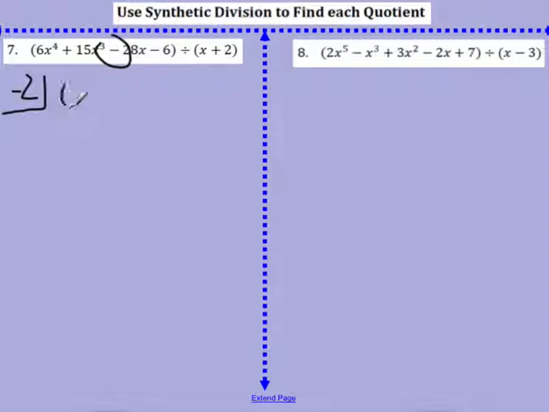So then we have 6, 15. Now I'm going to put 0 in the place of my x squared. Because there's no x squared, I'm going to put 0 there. And then 28 and negative 6. And now I'm ready to do synthetic division.